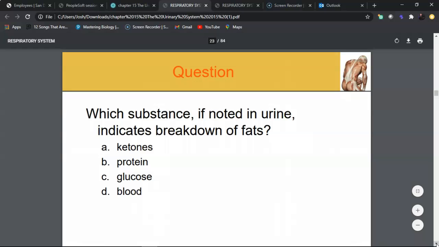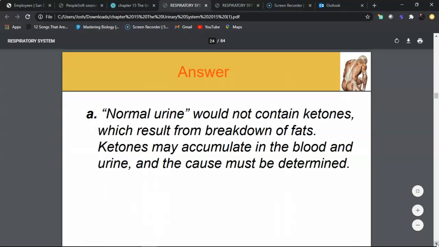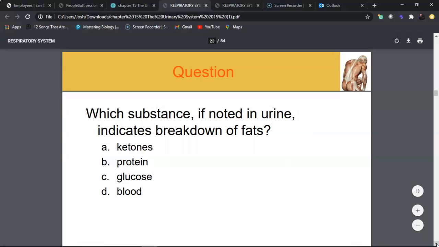So question, which substance, if noted in urine, indicates a breakdown of fats? Well, it just so happens we talked about that. And so if we break down fat, then we will get ketones within the urine, okay? The other things, if we have proteinuria, that would be if our kidneys were diseased and spilling protein. Glucose in the urine would be if we were having diabetes.